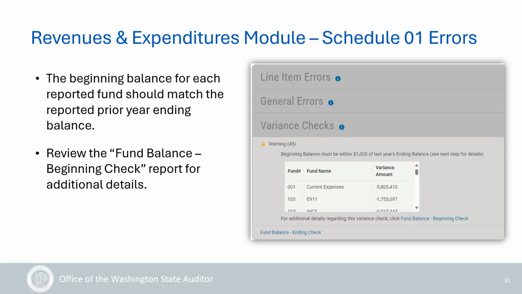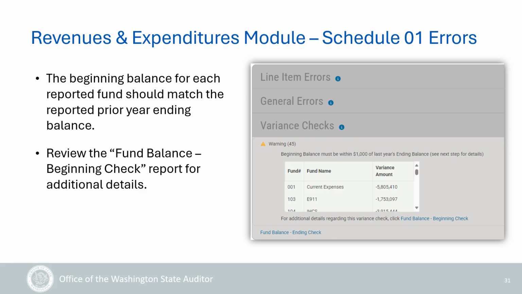In this example, we are looking at the variance check that compares the current year beginning balances to the prior year ending balances for all reported funds. Any variances greater than $1,000 will result in a warning error.